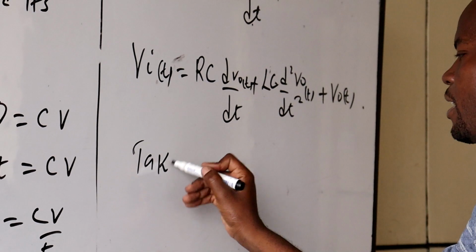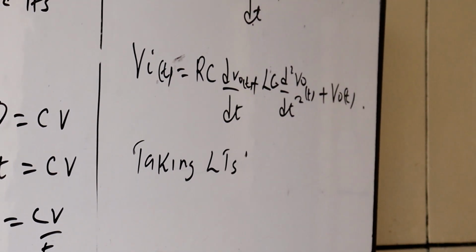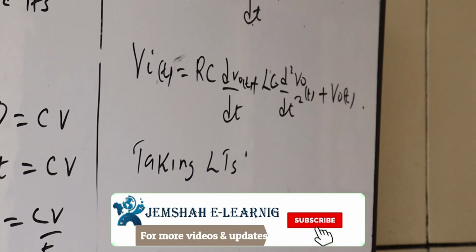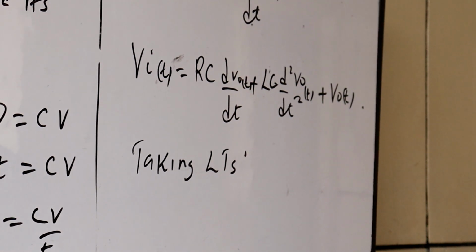And you say taking LTs, taking the Laplace transforms. If you take the Laplace transform, d/dt will become S, and d squared over dt squared will become S squared. And maybe I usually prefer arranging them in terms of the highest order.